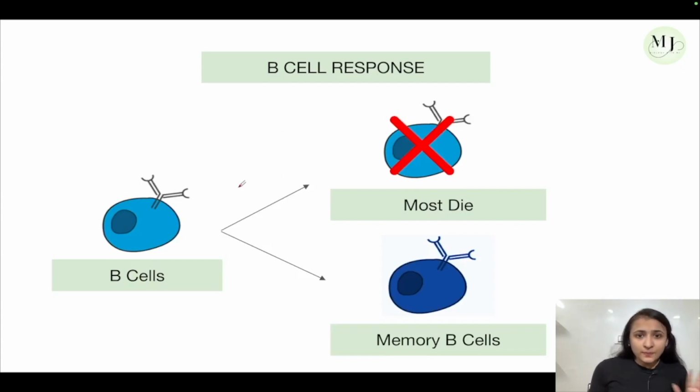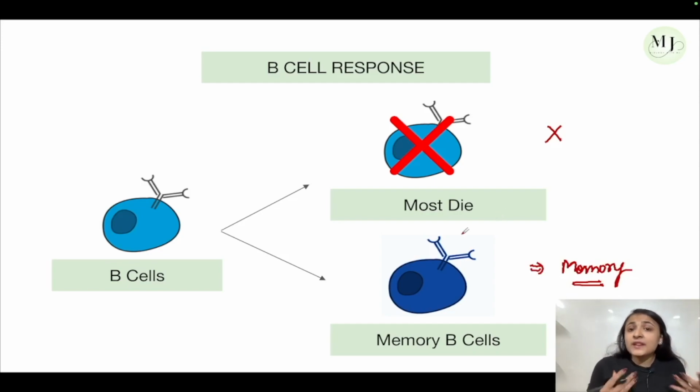Now, most of the B cells will die after this pathogen or threat has been eliminated. But some of these cells will convert into memory B cells. Okay? Here comes the memory part of the adaptive immunity, which takes part in the immunological memory. So these memory B cells remember the information of this target pathogen.